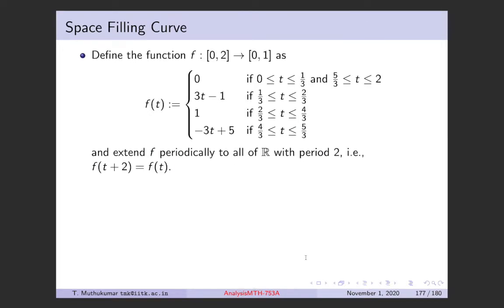So how do we do this? Let's take this map f from [0, 2] to [0, 1]. The domain is [0, 2]. Later we are going to factor it out and so on, that you will see. What we are doing in this map is dividing [0, 2] into 6 parts. Each part is of length 1 over 3.